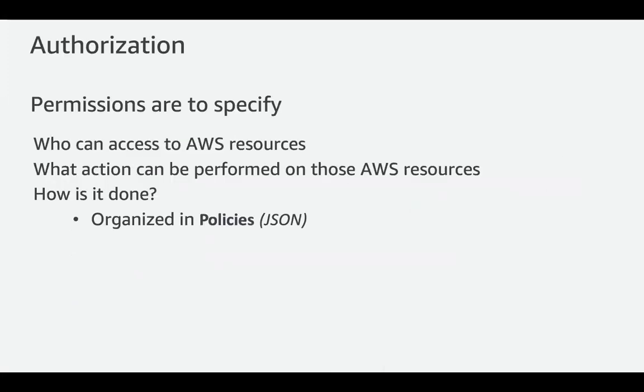Authorization. What is authorization? Once you log in, what actions can you perform, right? Who can access the AWS resources? What action can be performed on those AWS resources? How is it done? It's all organized in policies. Okay. So that's where, if you see, you have your authorization, where it gives you permissions to specify.